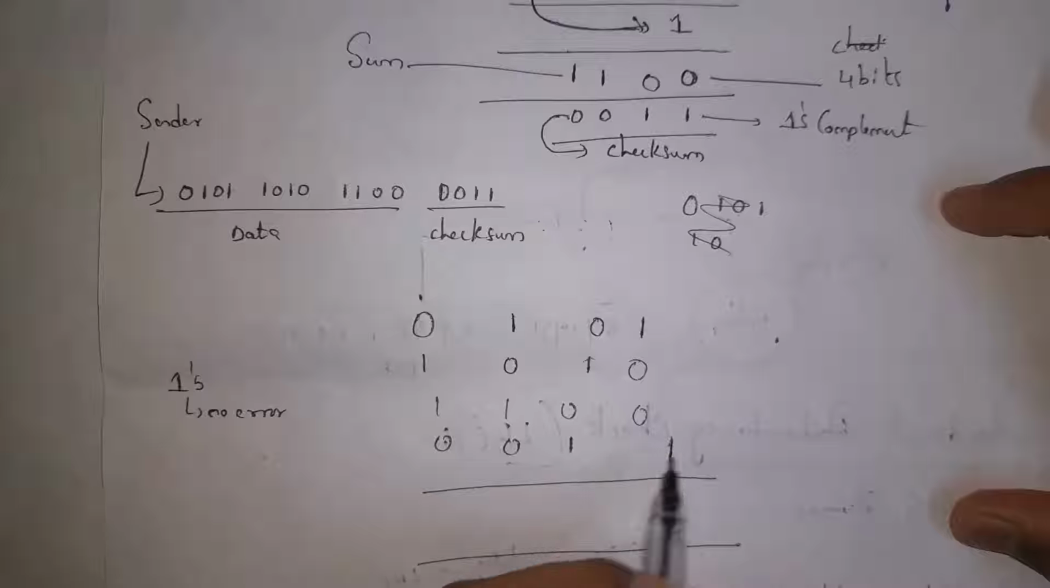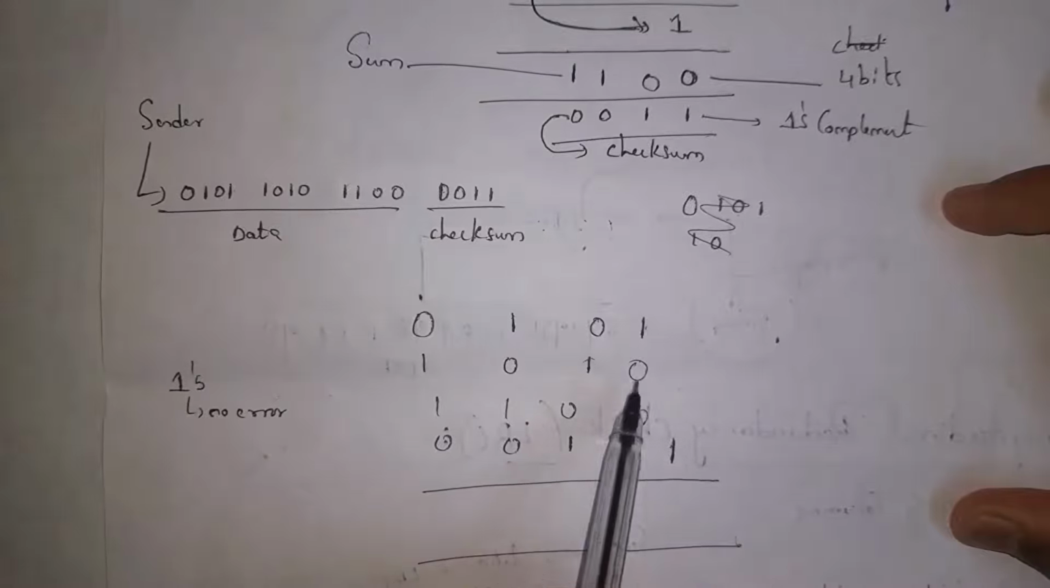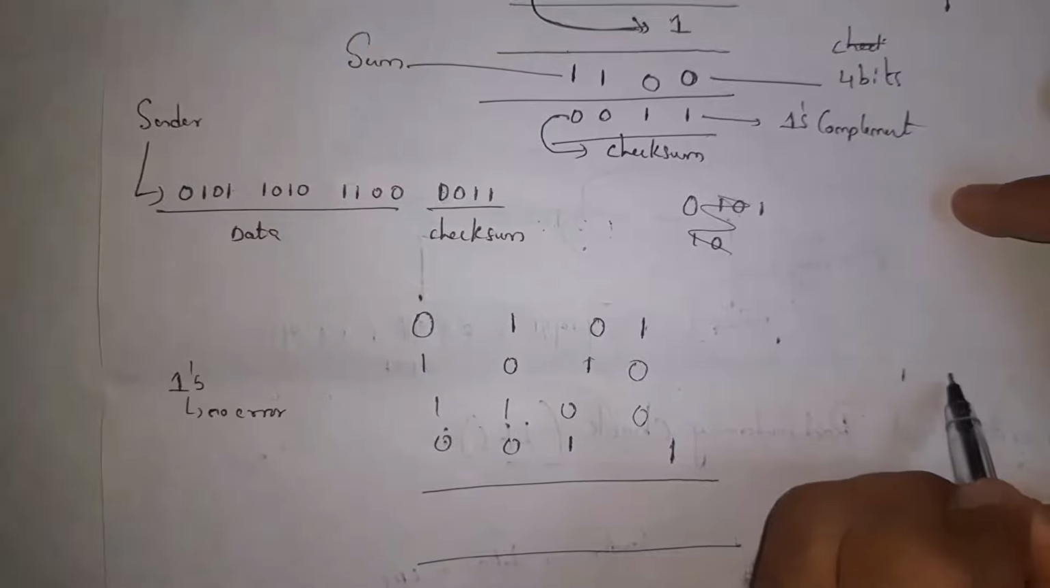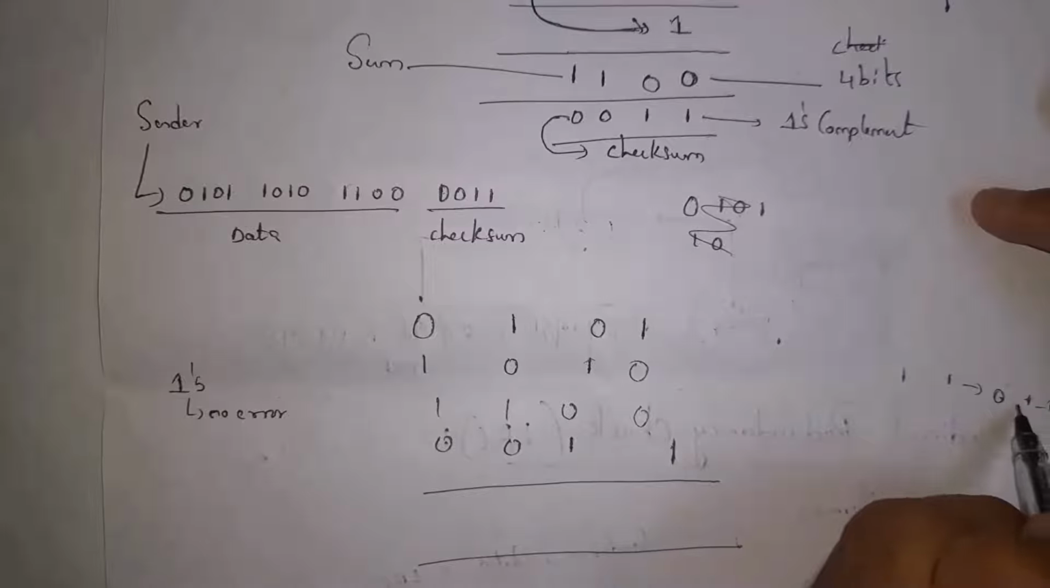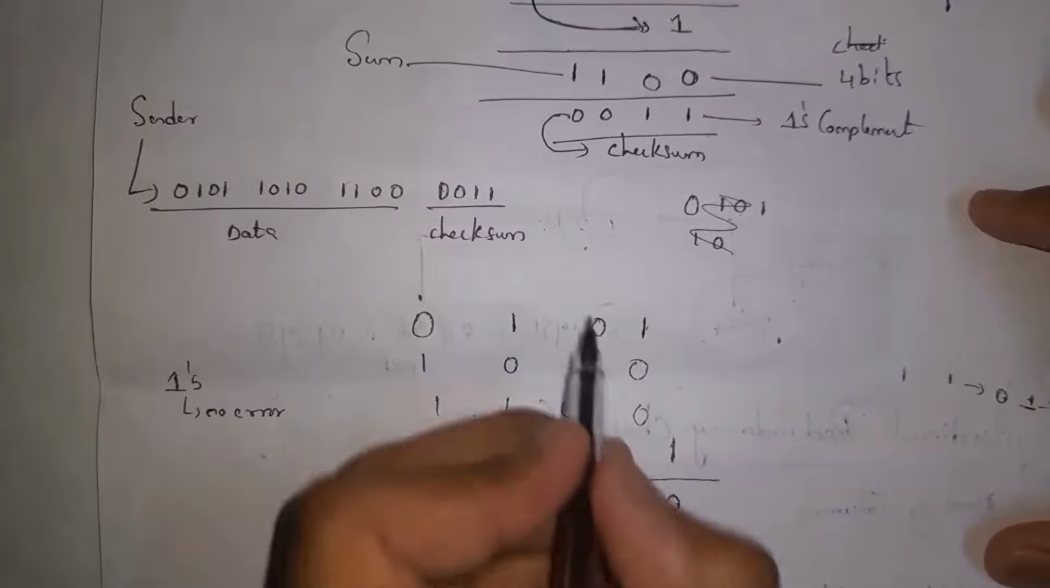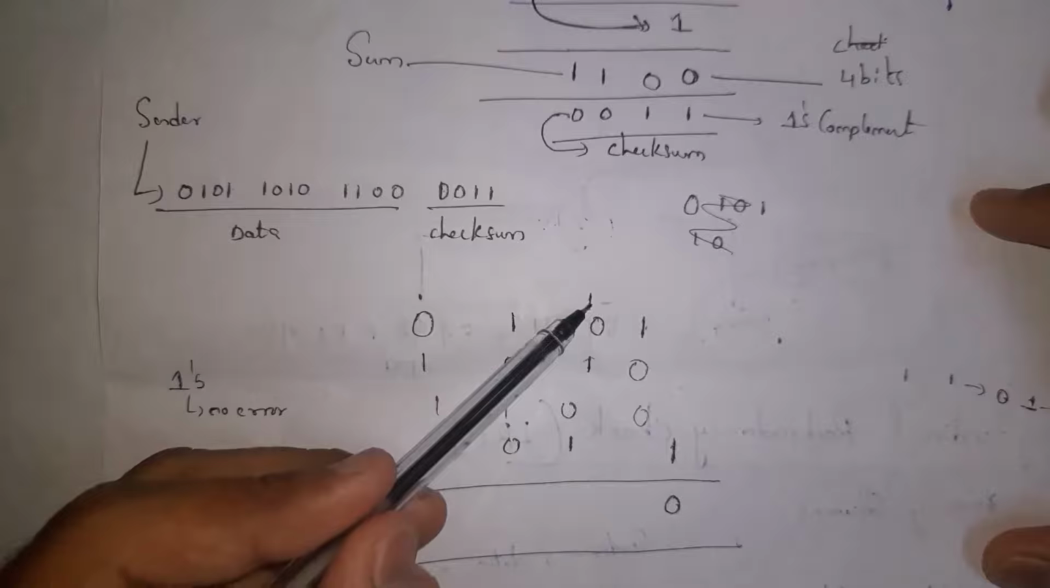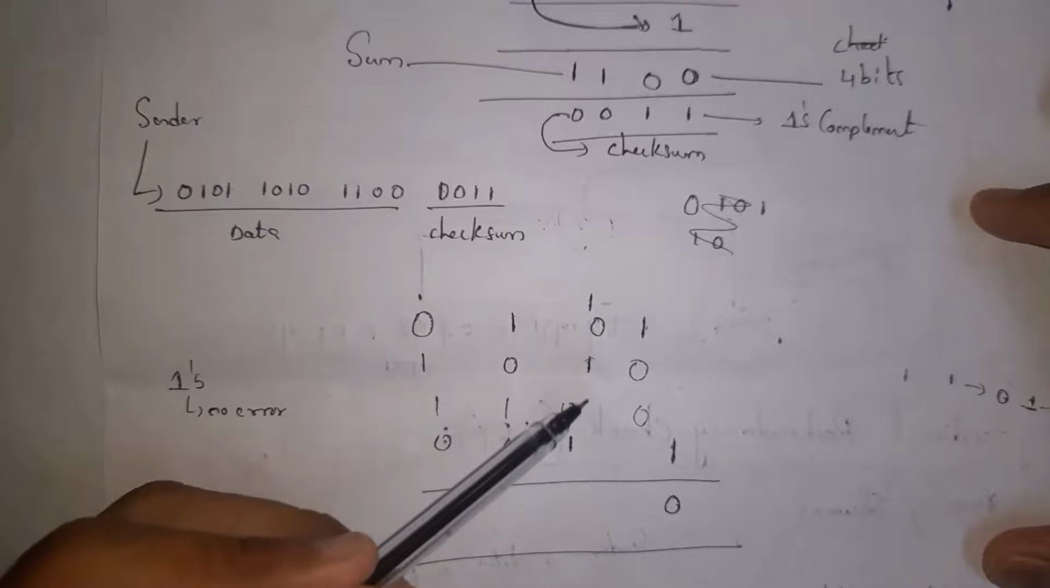Now we will perform binary addition. 1 plus 0 plus 0 plus 1. So 1 plus 1 is nothing but 0, where 1 is carry. So 0 and this 1 is carry. Now again 1 plus 0 plus 1 plus 0 plus 1.